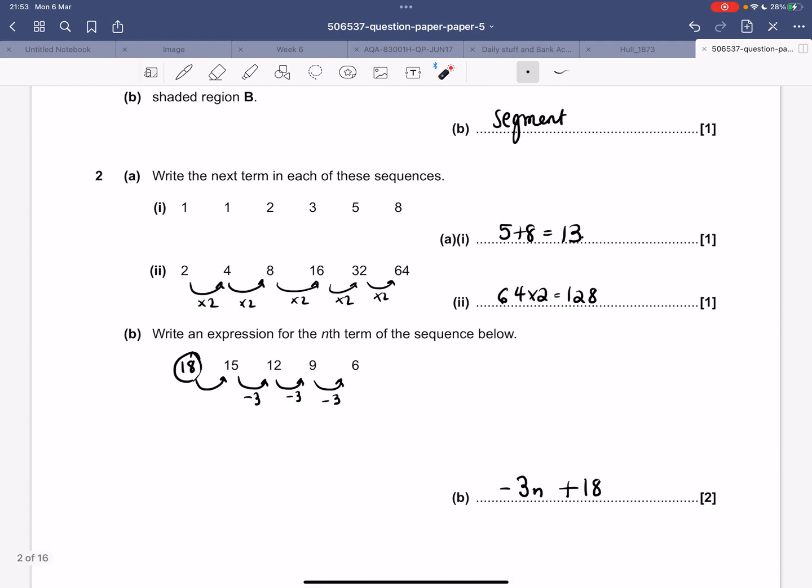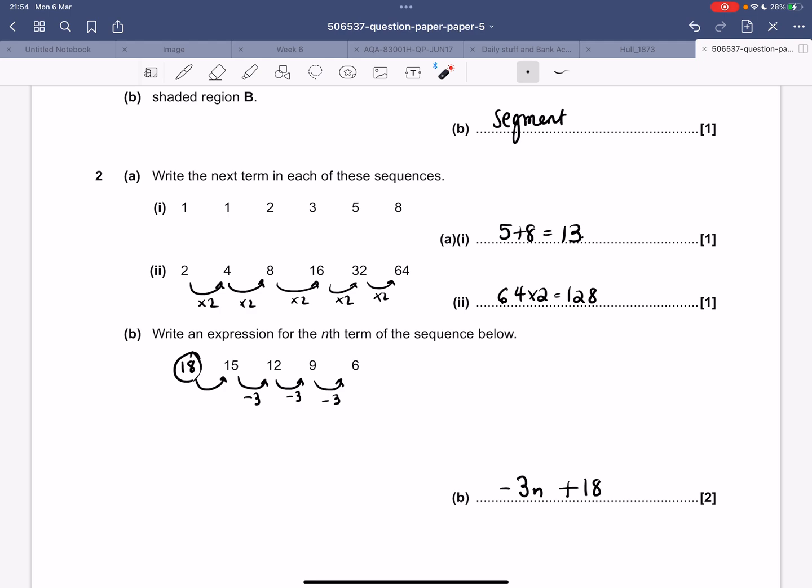Next, the term for each sequence. So this one is 1, 1, 2, 3, 5, 8. What you get is the sum of the two. The next term is the sum of the previous two terms. So 1 plus 1 is 2, 1 plus 2 is 3, 2 plus 3 is 5, 3 plus 5 is 8. 5 plus 8 is therefore 13. So we add those two together and we get that. We add those two together and we get that. 1 plus 2 is 3.